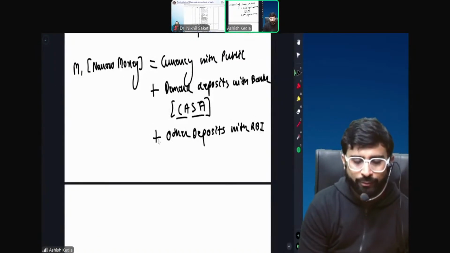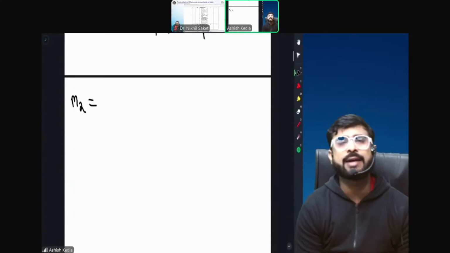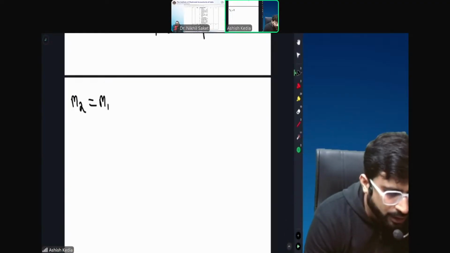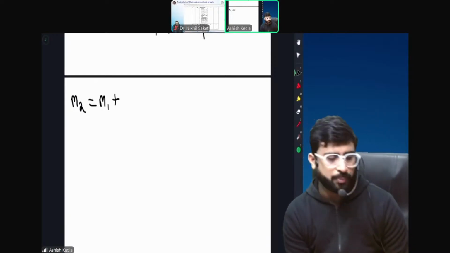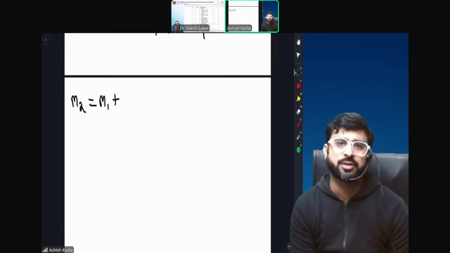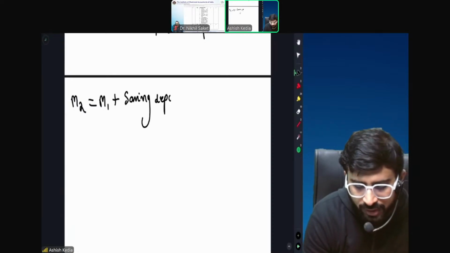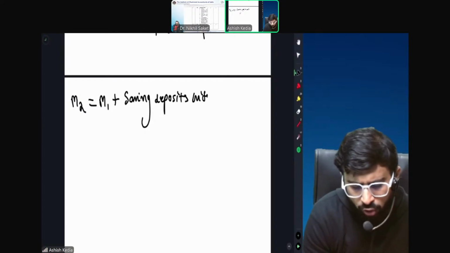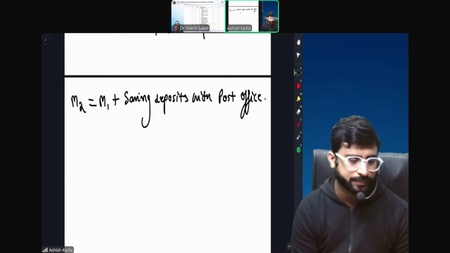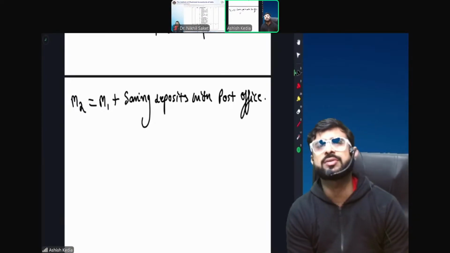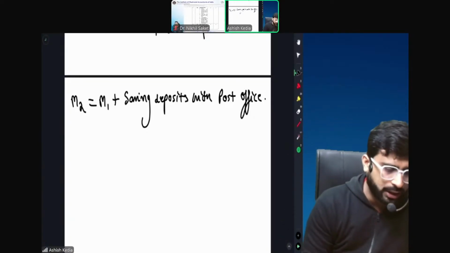Now, when we move from the M1 scope to the M2 scope, M2 includes M1. That is the first thing. M2 includes M1, but along with M1, it also includes savings deposits with post office. So M2 is M1 plus savings deposits with post office. So, sir, is it correct that in post office also we can maintain our savings? Yes, you can. Though I know the number of post offices is on the decline because of mailing and everything, still you can inquire, you will get to know.